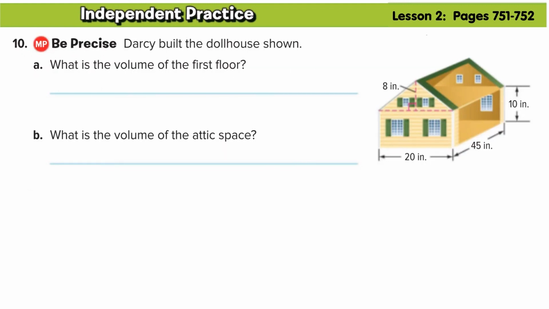Question number 10. Darcy built the dollhouse shown. A, what is the volume of the first floor? B, what is the volume of the attic space? All right, so the first floor is actually a rectangular prism. So this is a rectangular prism right here.